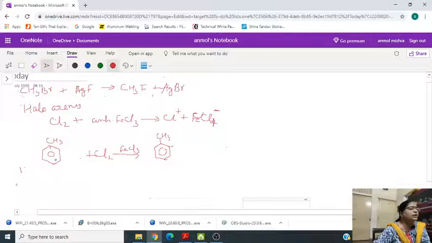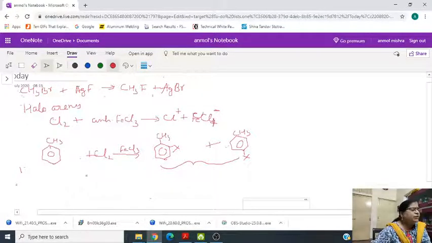Now, toluene reacts with Cl2 in the presence of anhydrous FeCl3. It forms ortho-halotoluene and para-halotoluene. These two can be separated by fractional distillation because there is a large difference in their boiling point.